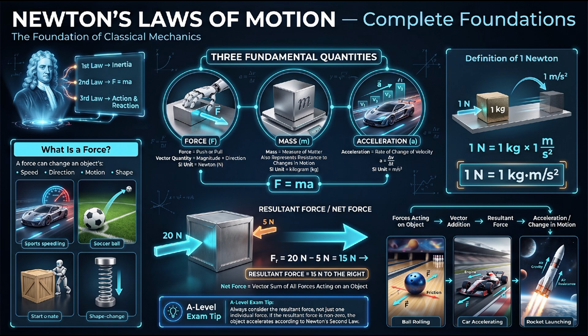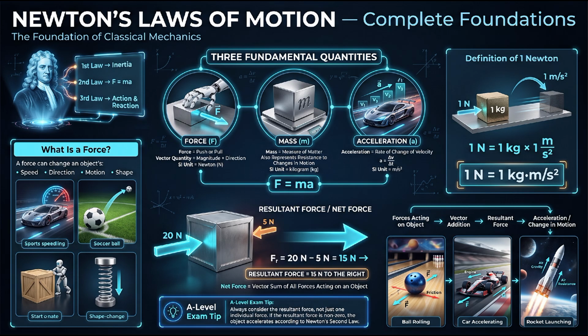The car accelerates when the forward driving force is greater than the opposing forces, producing a resultant force in the forward direction. In the example of a rocket launch, the rocket experiences thrust in one direction while its weight acts downward and air resistance can oppose its upward motion. If the upward thrust is greater than the downward opposing forces, the resultant force is upward and the rocket accelerates upward.